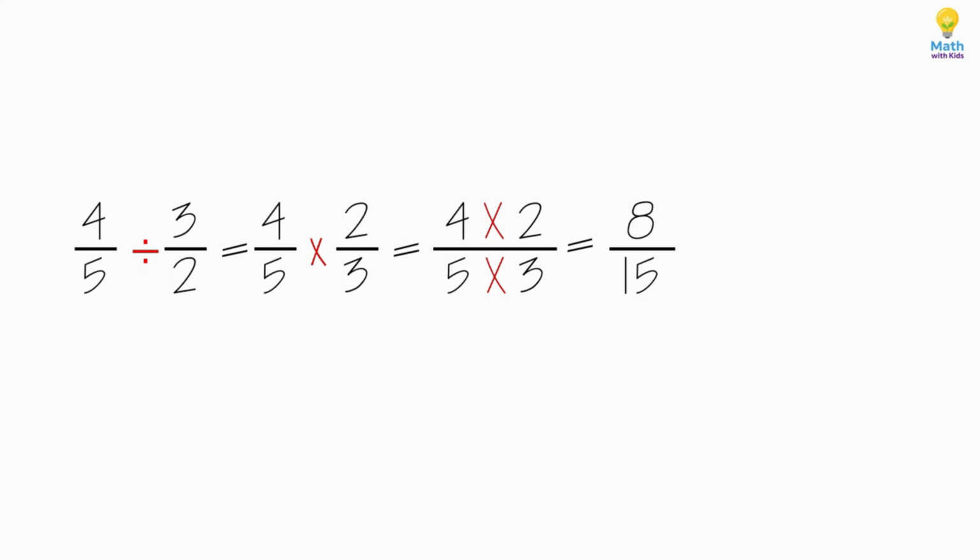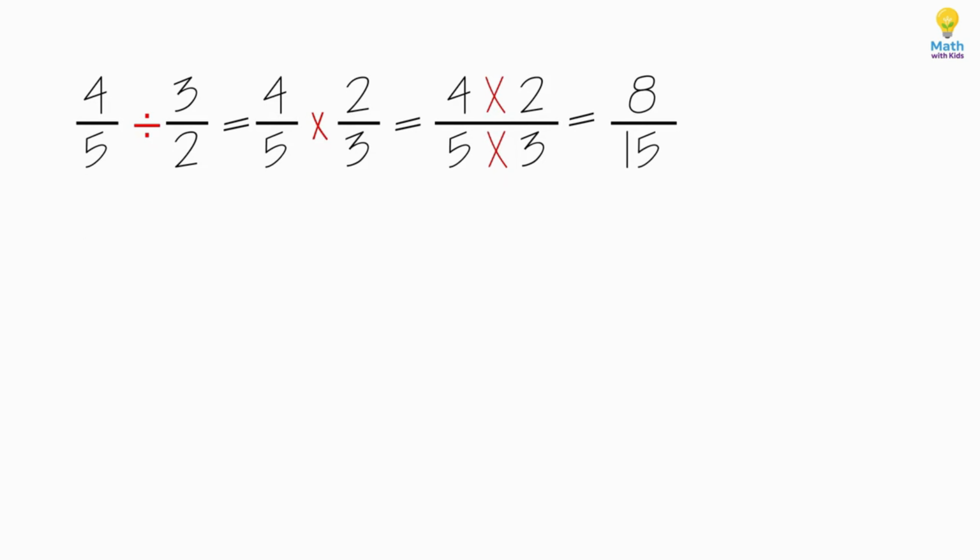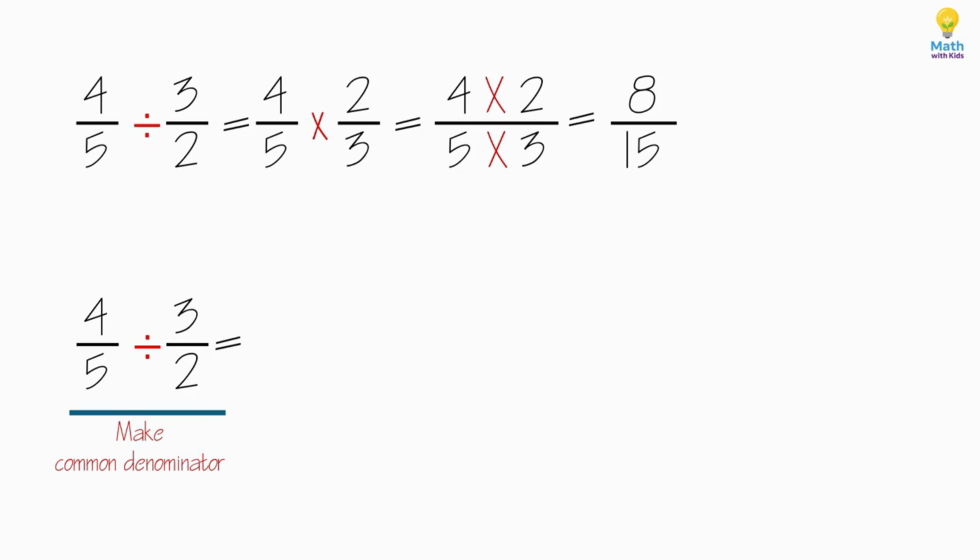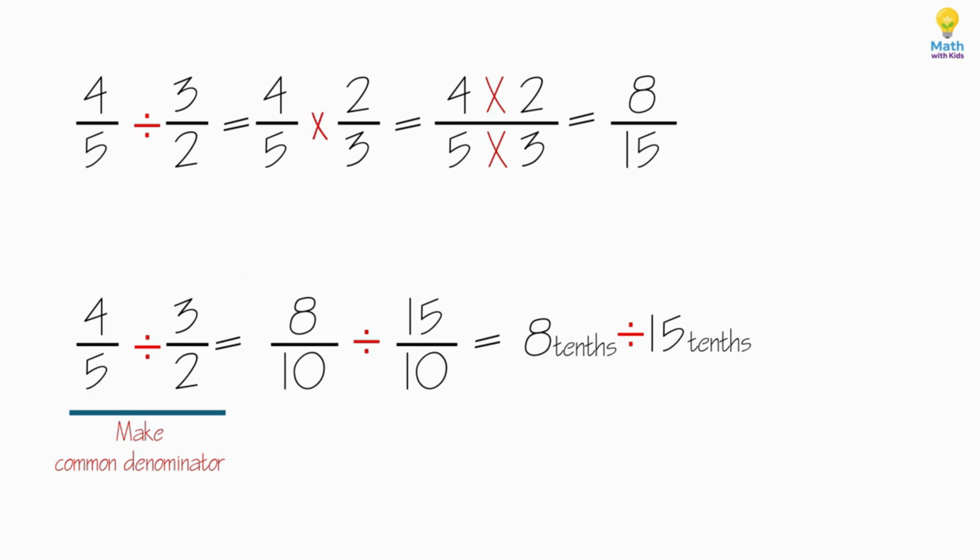Last bonus. Here's a different way to understand dividing fractions. It's just like when we add fractions, we can make both fractions have a common denominator. First fraction, convert to 8/10. Second fraction, convert to 15 over 10. Since both fractions have the same unit fraction, we can just divide the top numbers. 8 divided by 15. So, we also get 8/15.